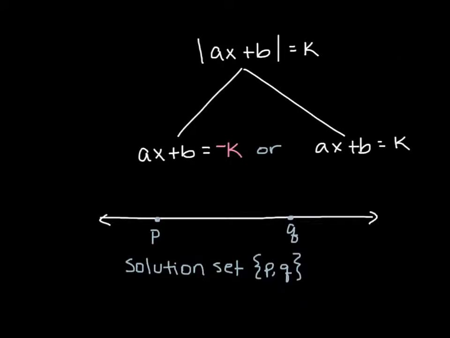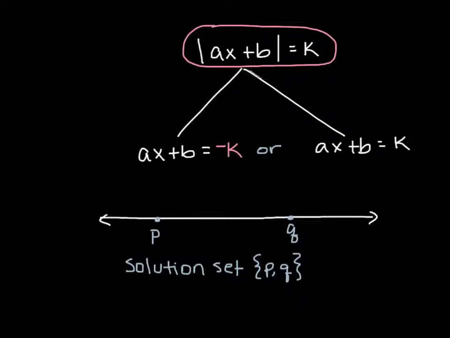Before we start looking at the examples, we're going to go through the different types of problems that we're going to be looking at. The first one is the absolute value of ax plus b equals k. Your problems will be in this form. And when you see a problem in that form, there are two parts to set it up. The first one is you're going to set it up as ax plus b equals negative k, or ax plus b equals k, positive k.